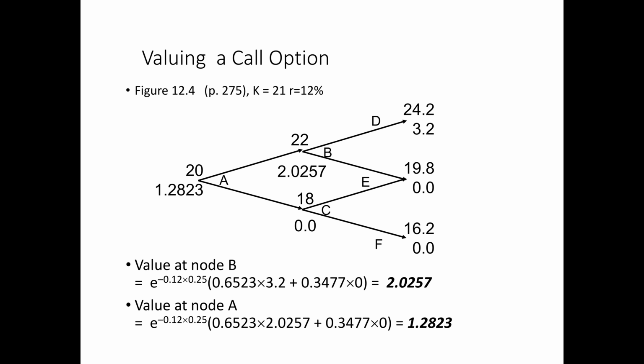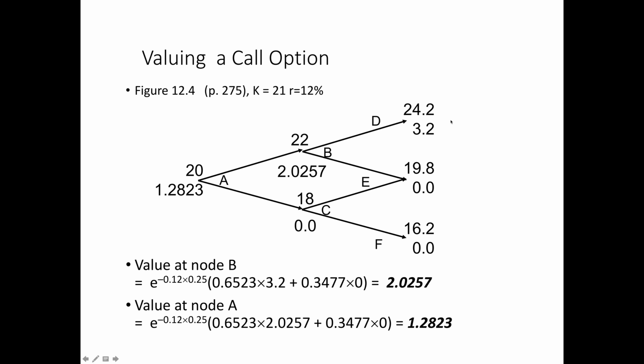Now let's do the exercise. Same option, but for 6 months. Let's assume it is a European option. What that means is you cannot exercise earlier. You have to exercise at the very end. Now this time we're going to calculate backwards. We're looking at 6 months from now.